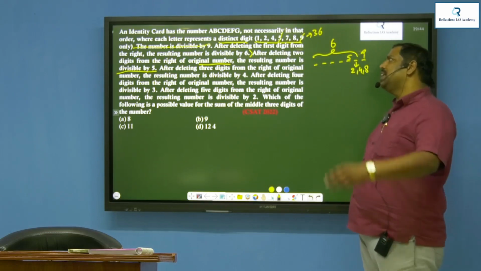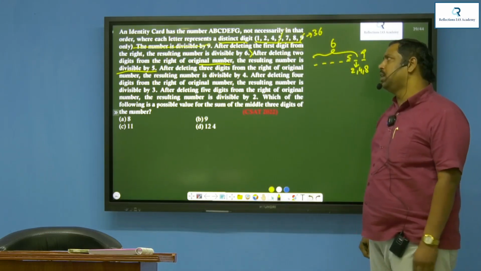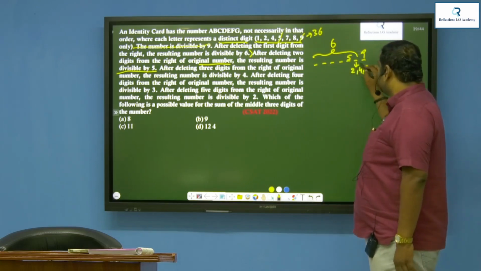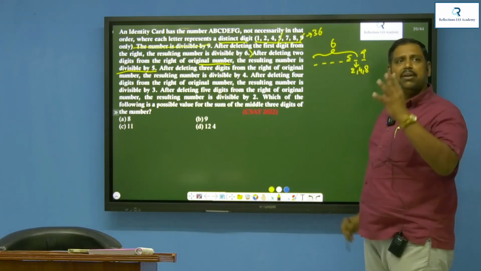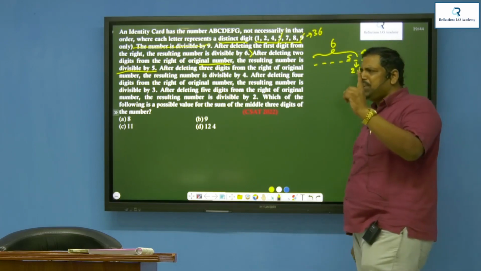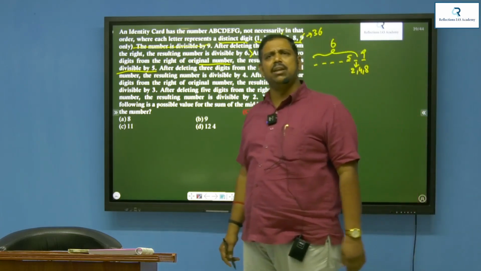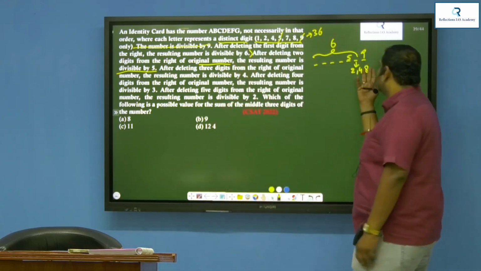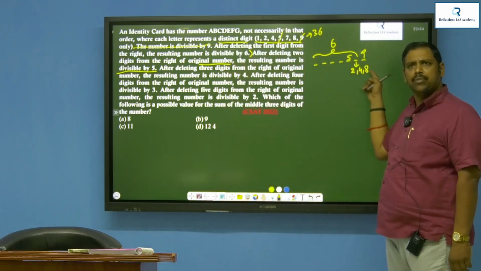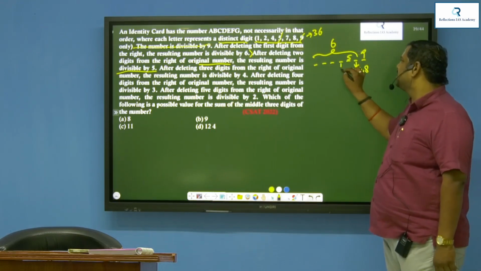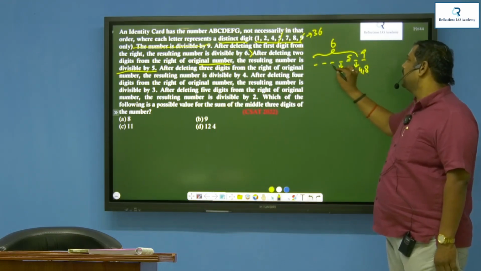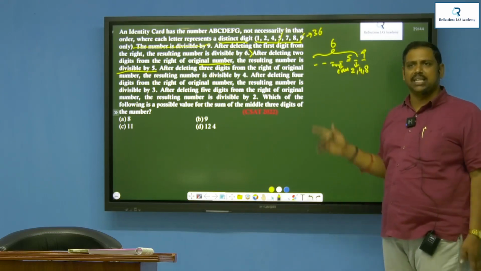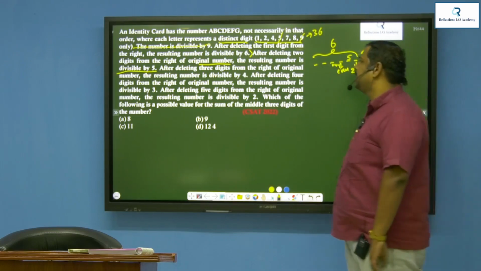After deleting 3 digits from the right of the original number, the resulting number is divisible by 4. These 3 if I omit, divisible by 4. If it is divisible by 4, that means it is an even number, right? Even number means already we have 3 even numbers. One utilized here. Definitely the other will be even. I'm writing only these two should be divisible by 4. I'm just keeping it like that because I'm unable to write now. Divisible by 4. Keep it aside.